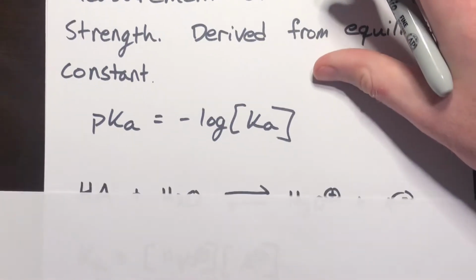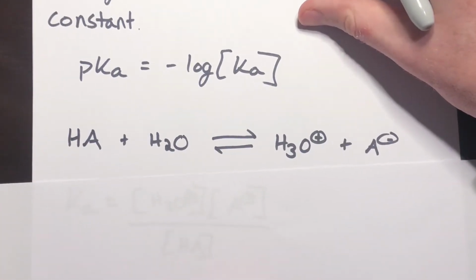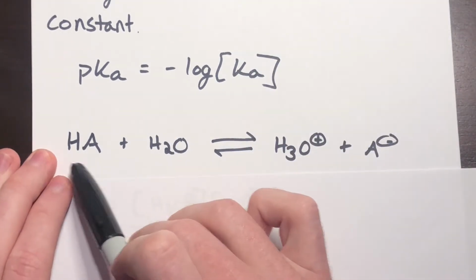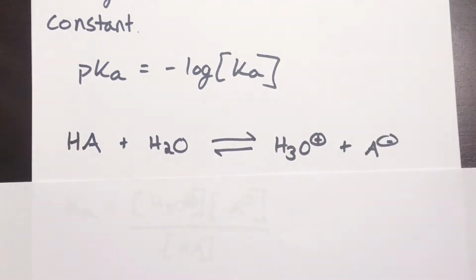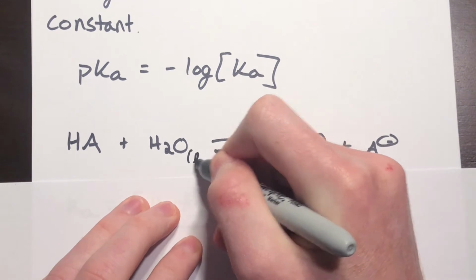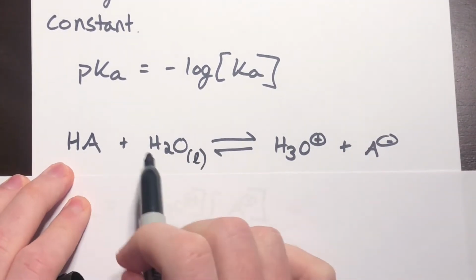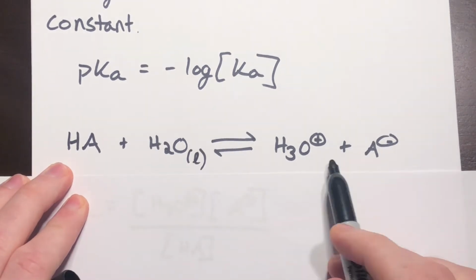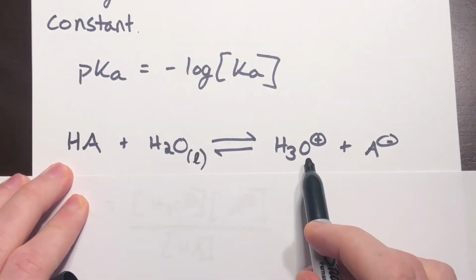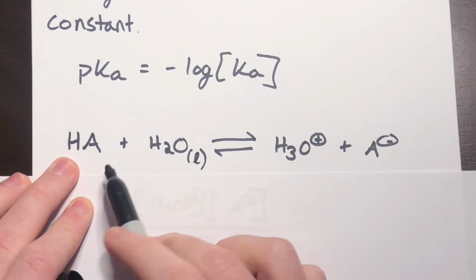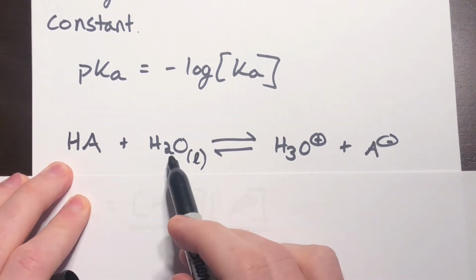So what I mean by that is it's this reaction. So you have some generic acid HA that's in water. This is just a solvent. It's heavily diluted, so we just call that liquid. And HA dissociates into H+ and A-. This is H3O+ because it is a proton, a hydrogen, plus H2O.